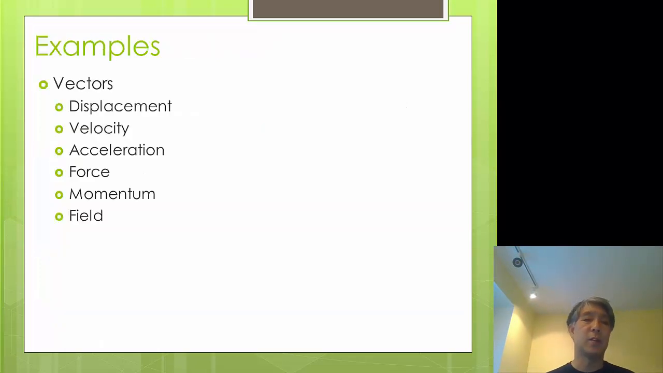So, examples of vectors that we will encounter are displacement, how much and in what direction have you moved; velocity, what direction and how fast are you moving in that direction; acceleration, how fast is your velocity changing and in what direction is your velocity changing; force; momentum; and the various fields that we will be working with, which include the gravitational field, the electric field, and the magnetic field. Those are all examples of vectors that we're going to be working with.